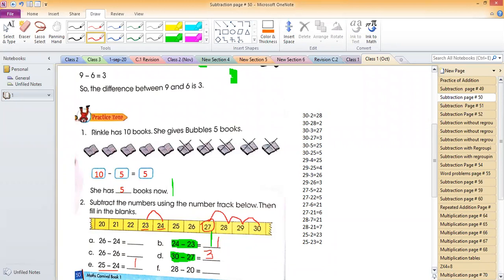Coming to this, let's suppose 26 minus 24. So this is 26. You have to minus 24. So start from 26. Go back until you find 24. 1 and 2. So you take 2 steps to reach 24. So this will be your answer. Is that clear to you guys?